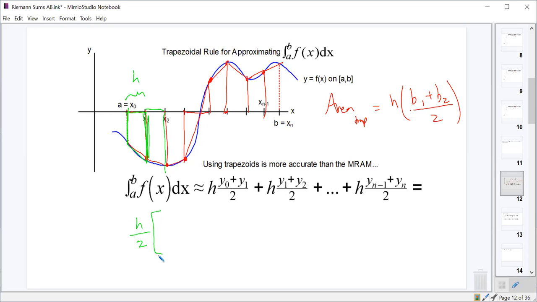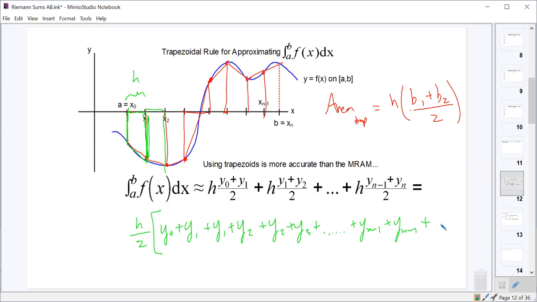Yes. Okay. So what's left then? If I take out the h over 2 from the first trapezoid's area, that just leaves me with y0 plus y1. And then this one leaves me with y1 plus y2. And this one leaves me with y2 plus y3, and so on until, let's see, how many y sub n minus 1s will I have? I'll have an extra one from the one before, right? y sub n minus 1 plus y sub n.